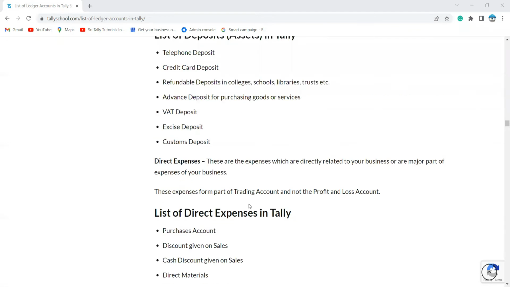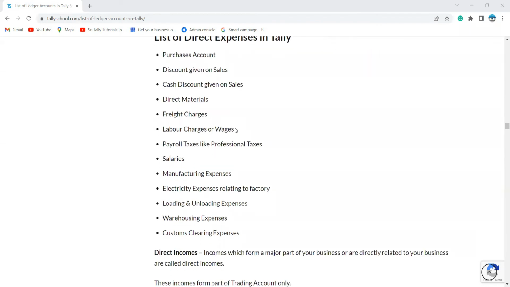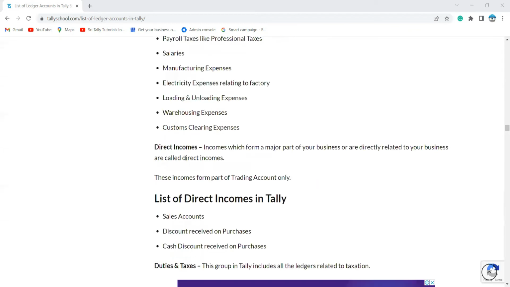Here I mentioned some examples: freight charges, labor charges, wages, manufacturing expenses, loading and unloading expenses, factory rent paid, factory electricity paid, factory wages paid. This all comes under direct expenses. Freight inwards.